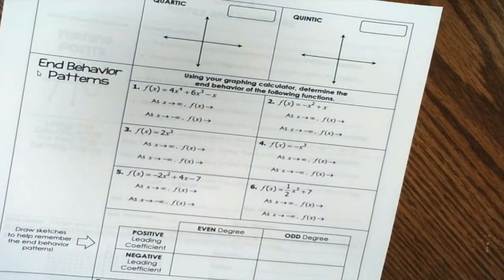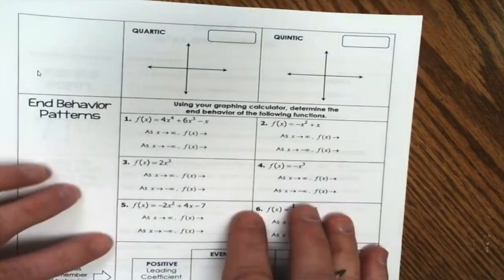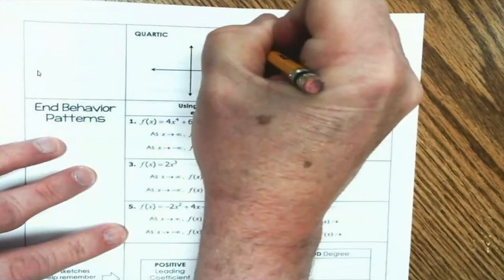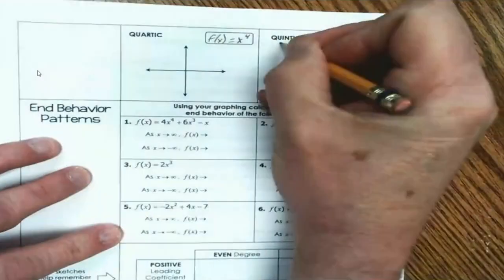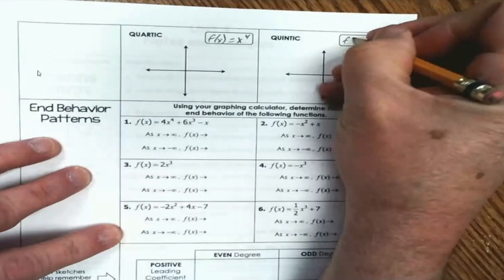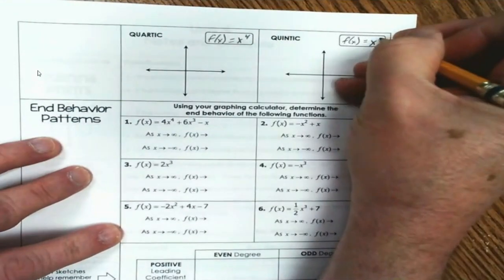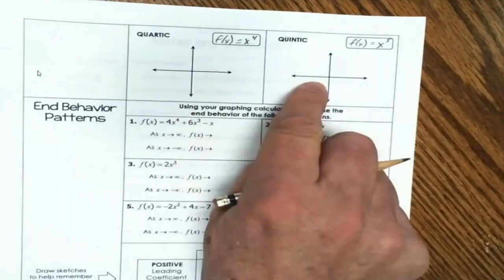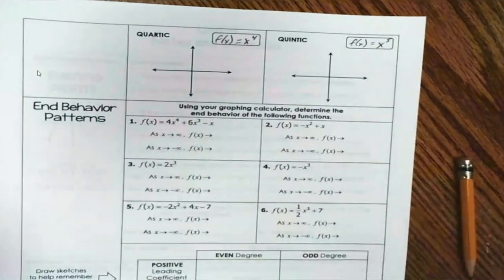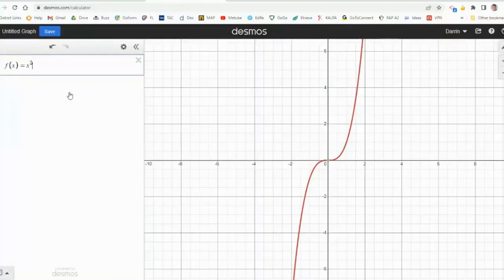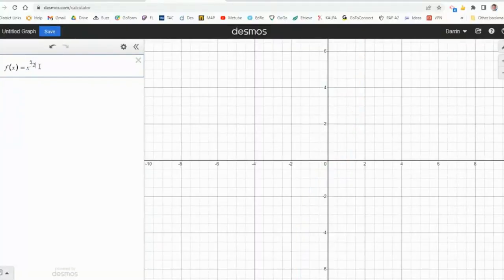Quartic. What is a quartic function? Well, that's x to the fourth, and quintic. Get into the English on what these prefixes are: x to the fifth. So what does x to the fourth and x to the fifth look like? Well, x to the fourth, we're going to compare it to x squared.